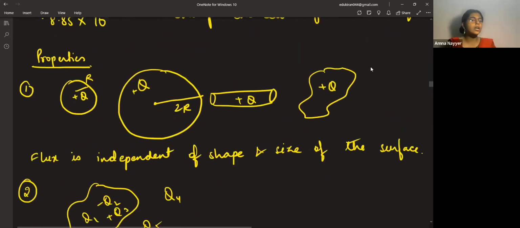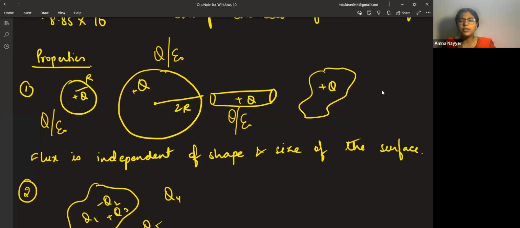What are all the properties of Gauss law which you have to keep in mind? See, it does not depend upon the different shapes or sizes. If I'm having this, still my flux will be Q by epsilon naught. Double the radius, still the flux will be Q by epsilon naught. Shift it, make it into the form of a cylinder, the flux will be Q by epsilon naught.